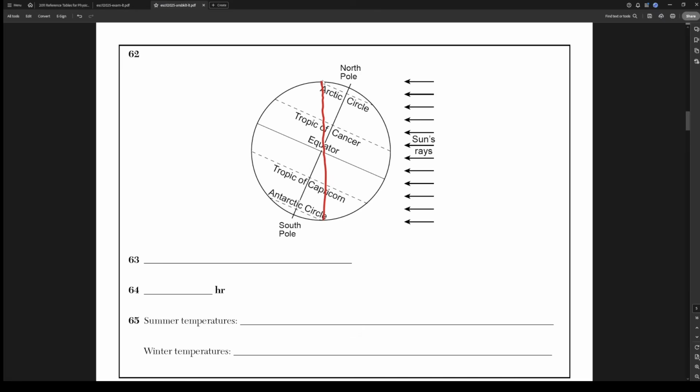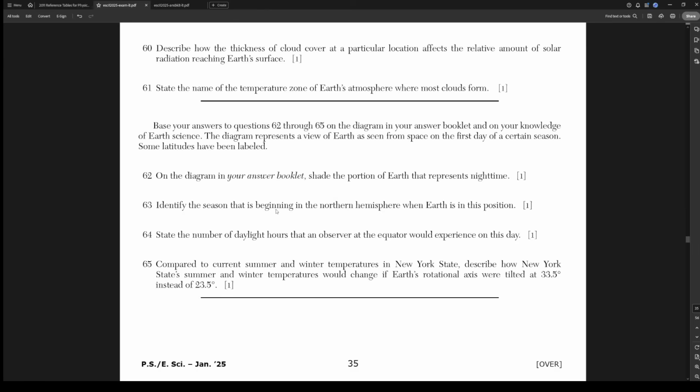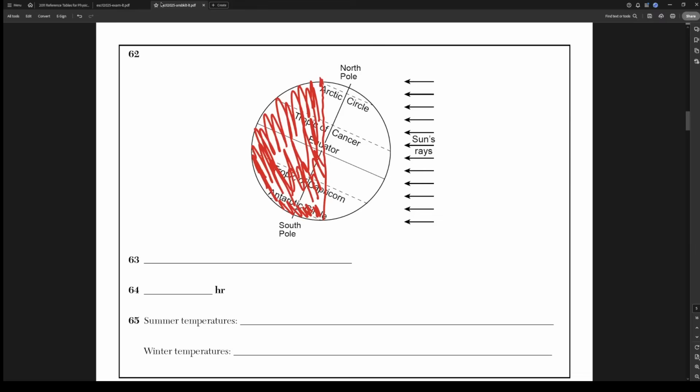Ideally, you want the full Arctic circle should be on the sun side, and the full Antarctic circle should be on the night side. So really, we want that shaded to show that the Antarctic circle is getting 24 hours of darkness, and the Arctic circle is getting 24 hours of daylight. So that's going to be that. Identify the season that's beginning. We already said it. It's summer. Because it's tilted towards the sun.